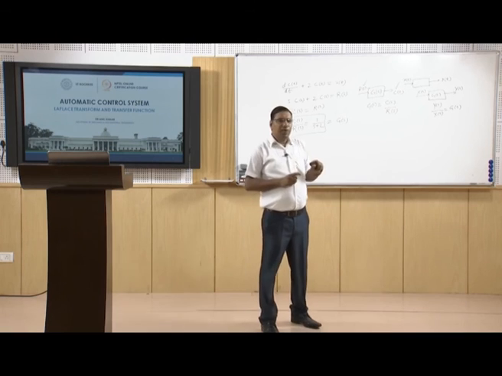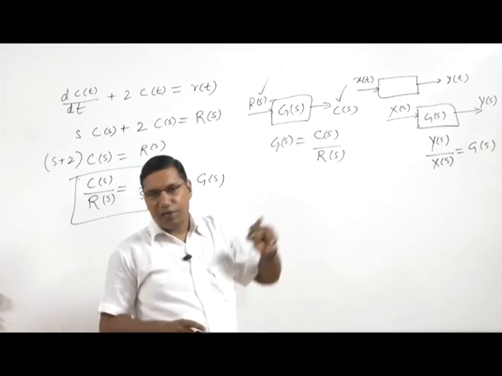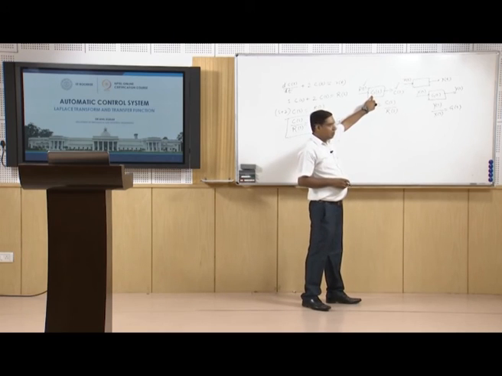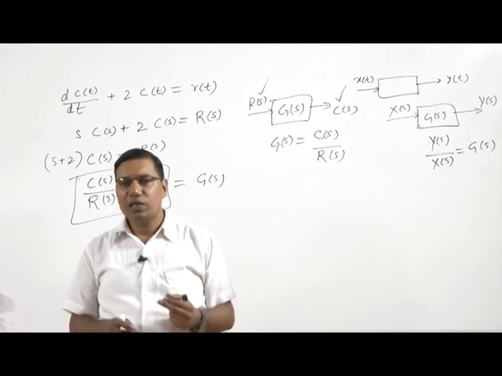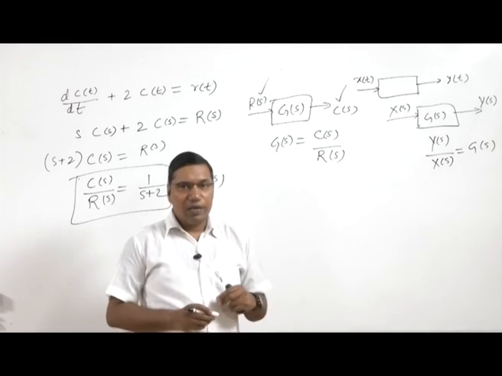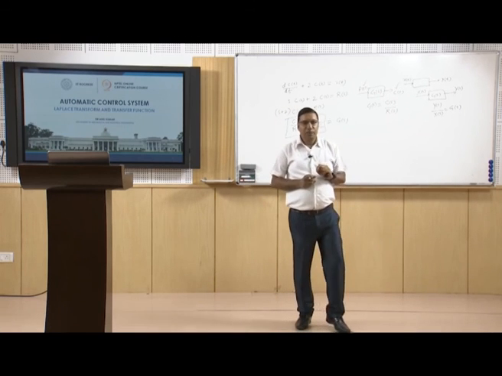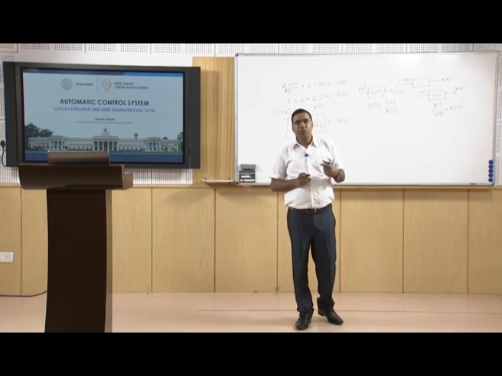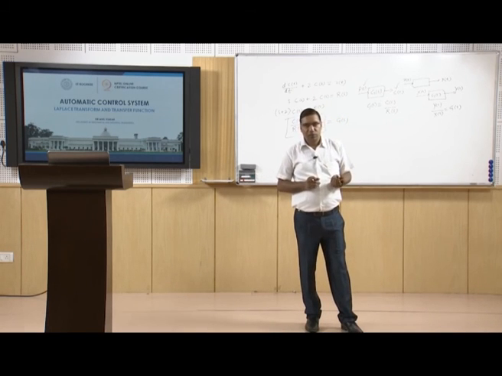and it is independent of the input. It does not depend on the input. The output will depend on the input as well as the system property, that is the transfer function. But this transfer function is the system itself, its own property. Now, the second point is that by seeing a transfer function, we can't tell the physical structure of the system, because several different physical systems may have a similar transfer function.